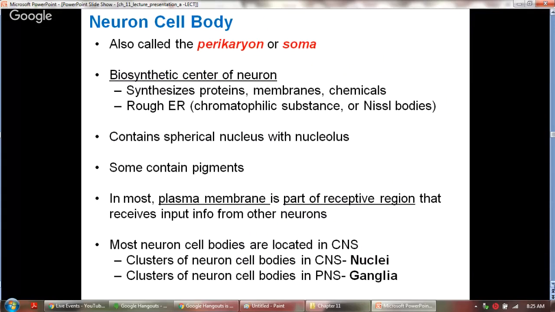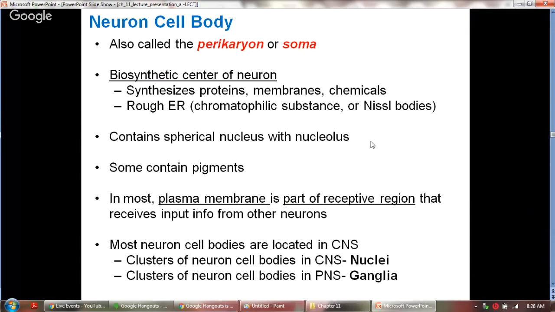The neuron cell body is also called the perikaryon or soma. Soma refers to the name body. The biosynthetic center of the neuron is the cell body. And why we call it that is it synthesizes proteins, membranes, chemicals, and it does have rough endoplasmic reticulum. The cell body contains a spherical nucleus with nucleolus, and some contain pigments.